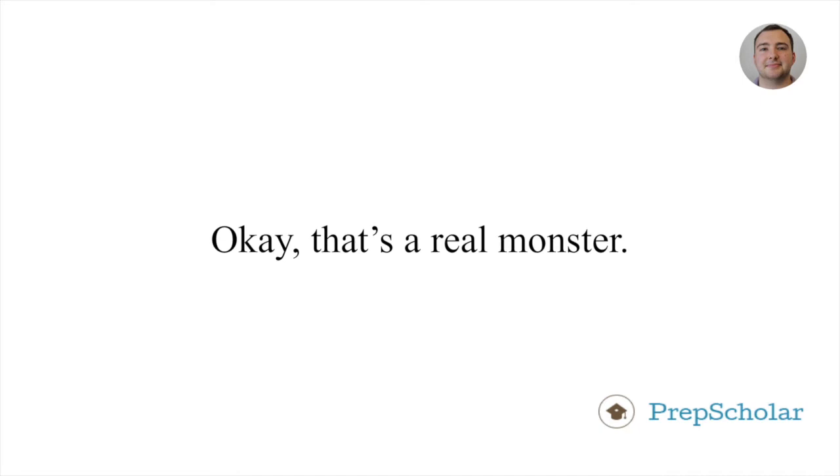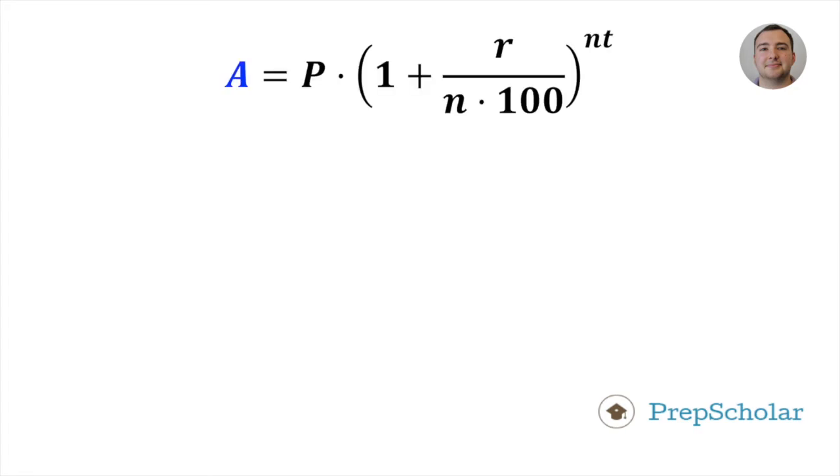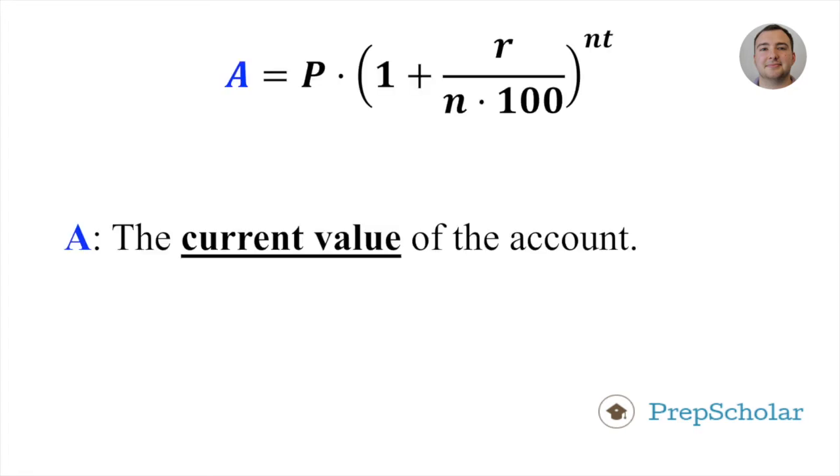Okay, that's a monster of an equation. Let's take it one at a time so we can understand what on earth it means. First, A. A represents the current value of the account. Usually, that's what we'll be solving for, which is why it's by itself on the left side of the equation. Next, P represents the original value of the account. In other words, how much are we starting with?